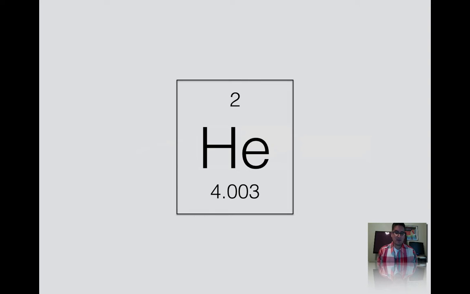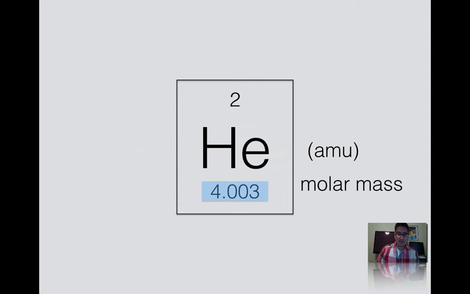So if I look at the periodic table and I look at the chemical symbol for helium, I notice that my mass is 4.003 grams. And if you recall from our previous video, this piece of information here gives us a lot. This is the atomic mass unit. It's also the molar mass. Molar meaning that's the mass of exactly 1 mole of atoms of helium, right? So that's how many grams per mole of helium.